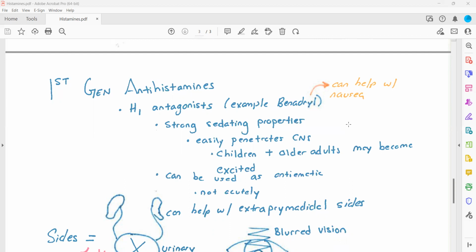So I'm going to use the example of Benadryl. Diphenhydramine is the generic name for it. It's classed as an antihistamine, but it's even further classed as an H1 antagonist. These have some strong sedating properties, meaning if you give someone a Benadryl, be mindful that they're going to go sleepy sleep in just a minute.